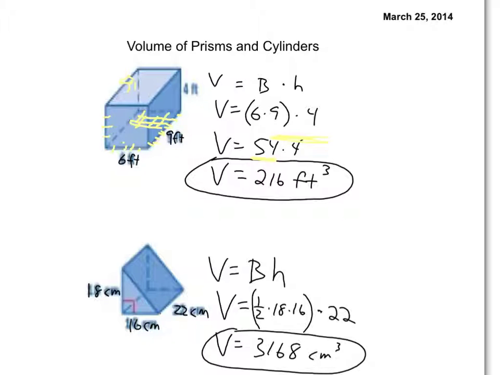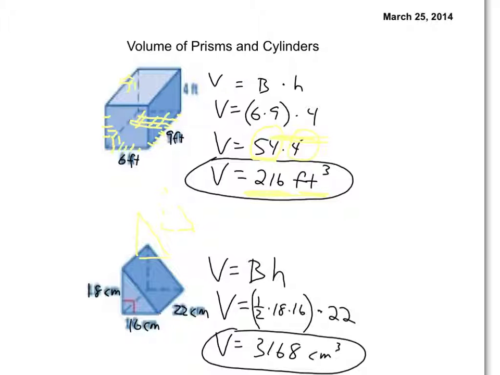We're going to go up 4 levels to create all these cubic units inside of here. But this tells us how we can do it. Get the area of the base, which is 54 times 4, and that accounts for the volume of 216 cubic feet. That's our volume for that rectangular prism.